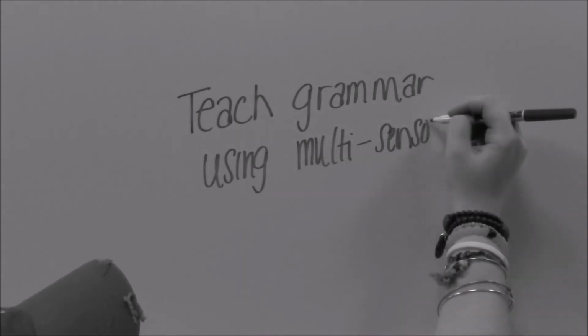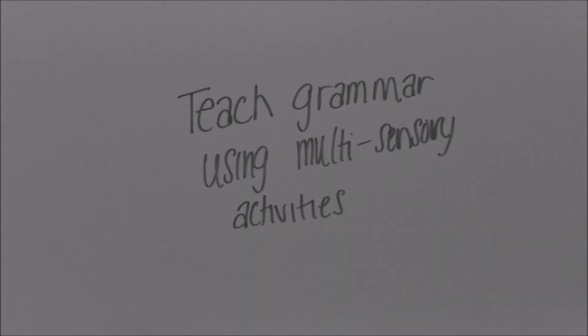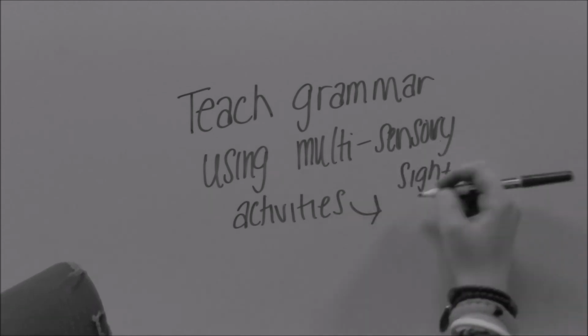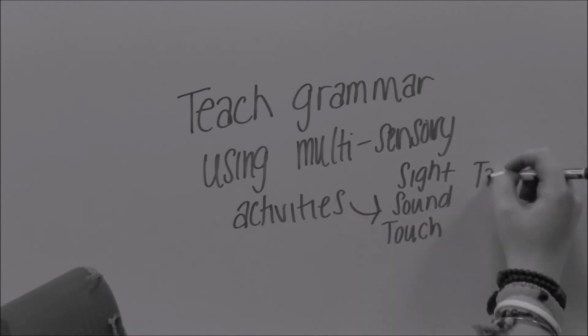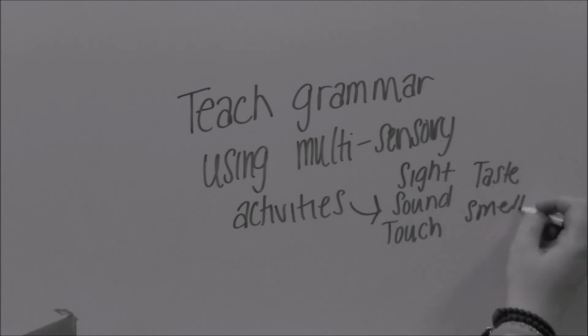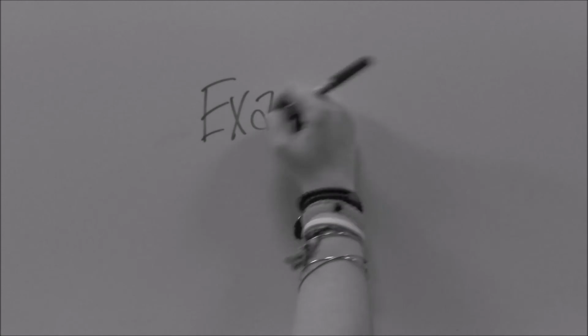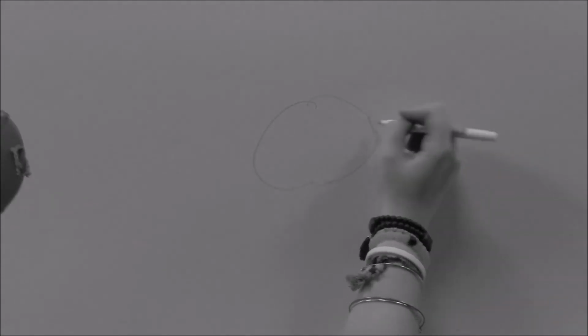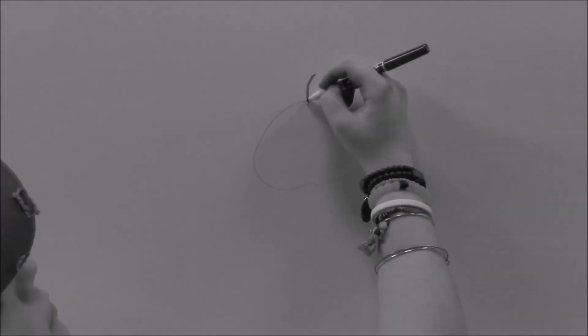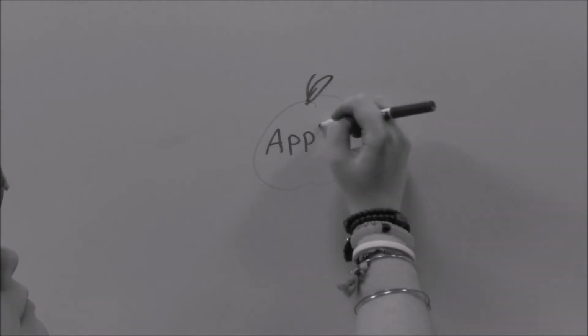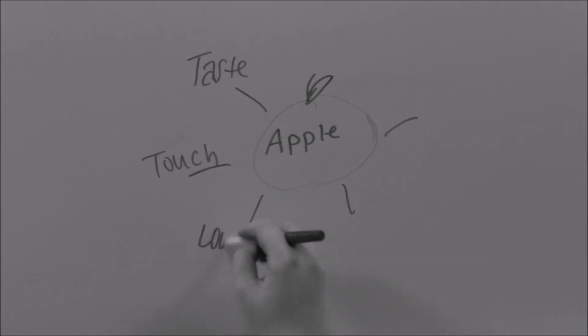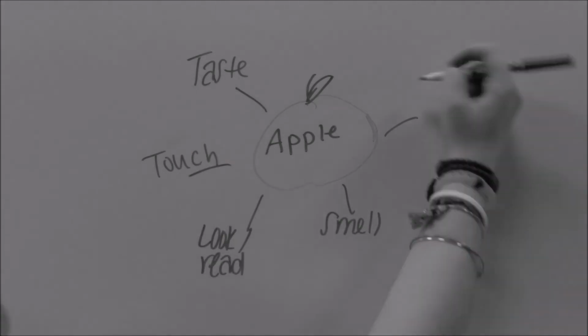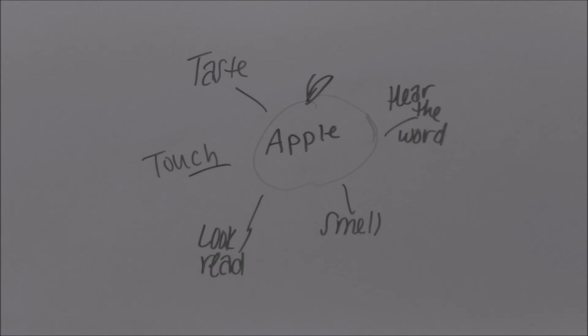And teaching grammar using multi-sensory activities is also incredibly important. Using all 5 senses, even smell, despite that hesitation, can really enhance a student's learning experience with dyslexia. For example, I'm about to terribly draw an apple, and you can use all 5 senses when trying to learn how to comprehend the word apple. You can taste the apple, you can touch the apple, you can look at the apple or the word, you can smell the apple, and you can hear the word being said out loud.